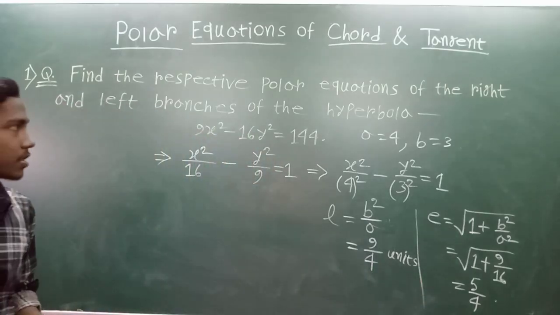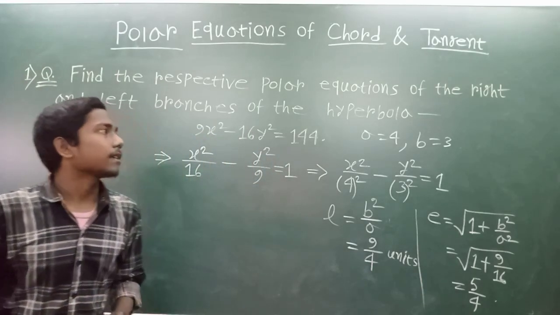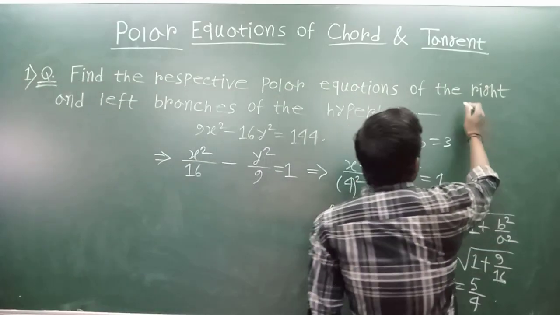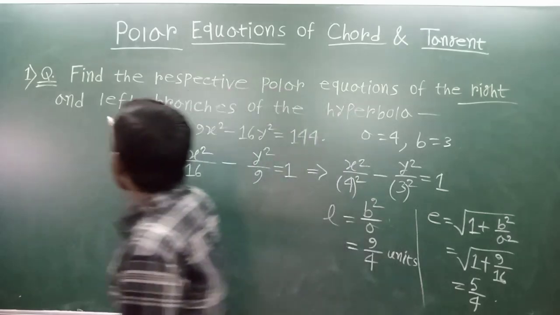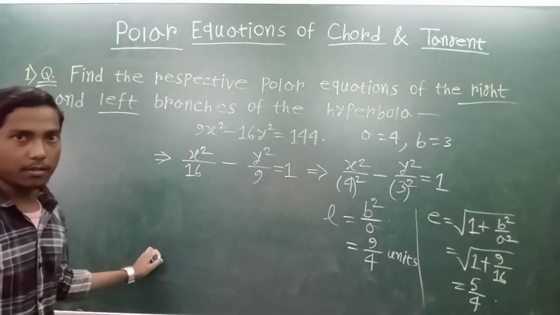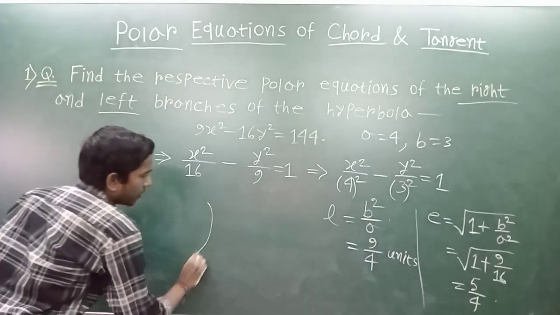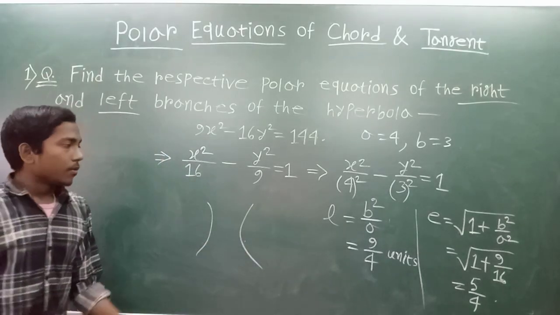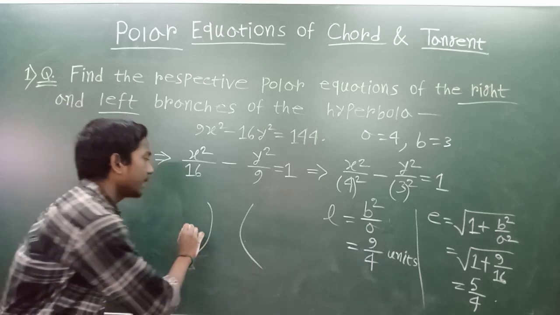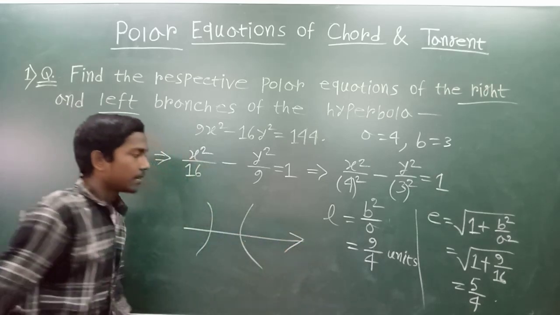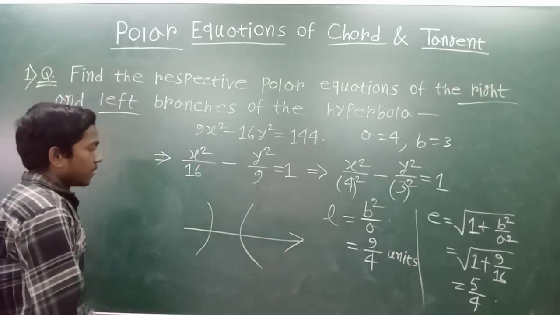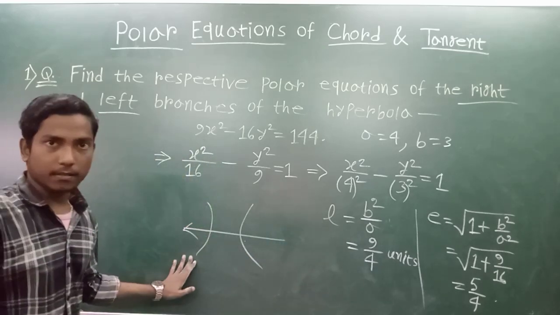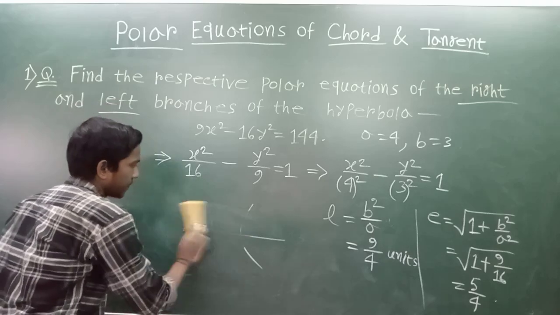Now we can write the equation in its polar form. But here comes the concept of right and left branches. Here we are asked to derive the equations of the right and left branches of the hyperbola. So if you draw a hyperbola like this, this is its right branch and this is the left branch. When we derive the equation of right branch, we will take the positive direction of initial line in the right direction. But when we derive the equation of left branch, we will take the initial line like this. Okay, so you know the equations.